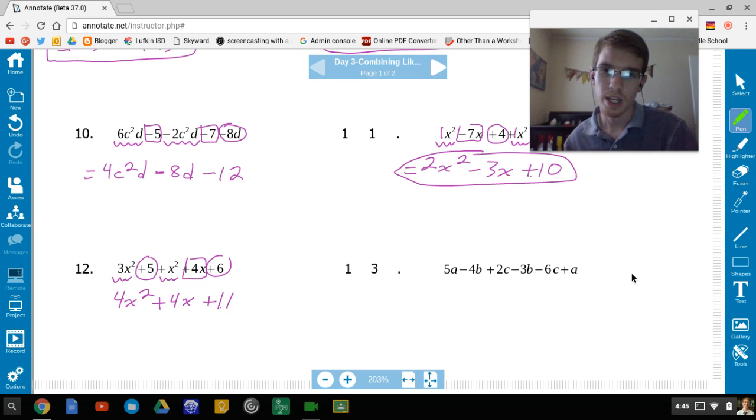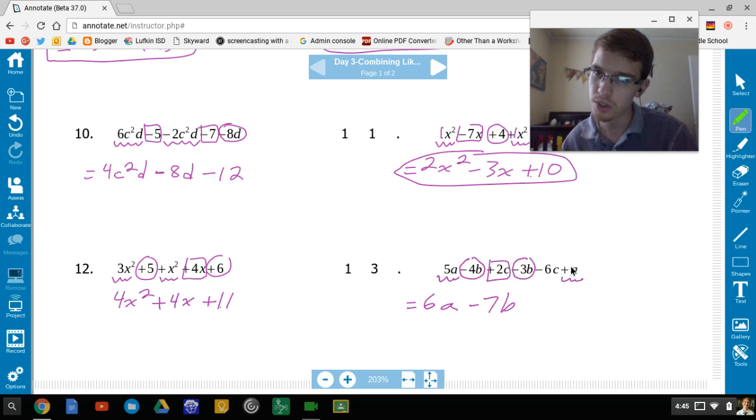Okay. Now last on this page, number 13, we have a 5a. We have 1a over here, so that should be a total of 6a. We have minus 4b, minus 3b, so that should be minus 7b. And then we have, box that in, plus 2c minus 6c. 2 minus 6 is negative 4, so minus 4c.